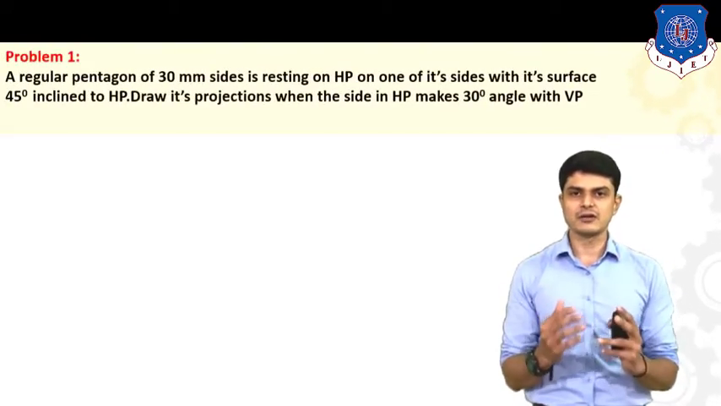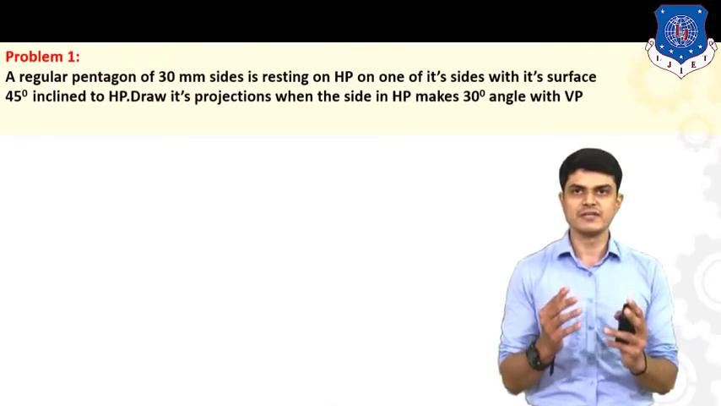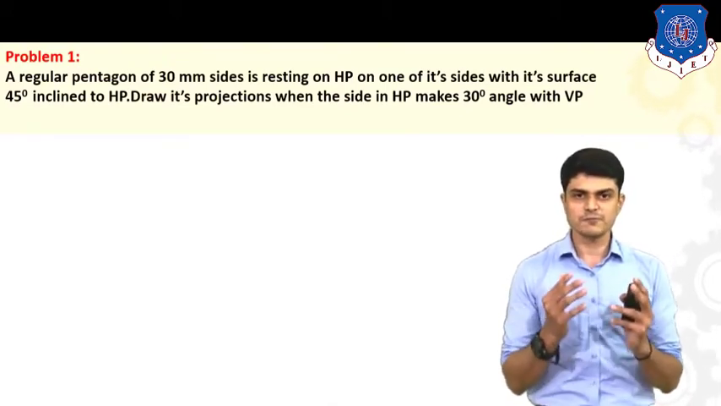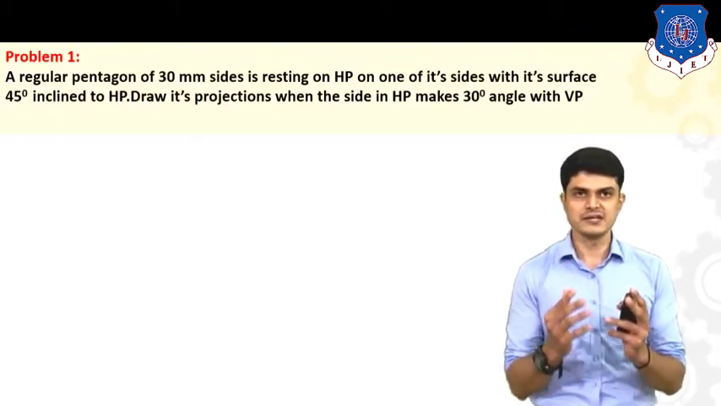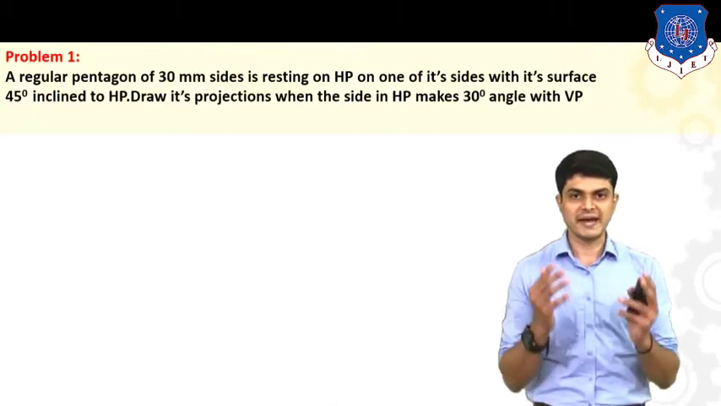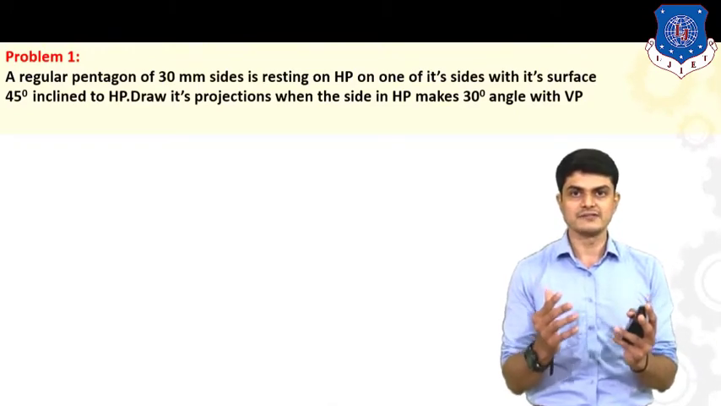A regular pentagon of 30 mm size resting in HP on one of its sides with its surface 45 degree inclined to HP. Draw its projections when the side in HP makes 30 degree angle with V. So here our object is what? Pentagon. The side of the pentagon is given, which is what? 30 mm, and it is resting on HP.